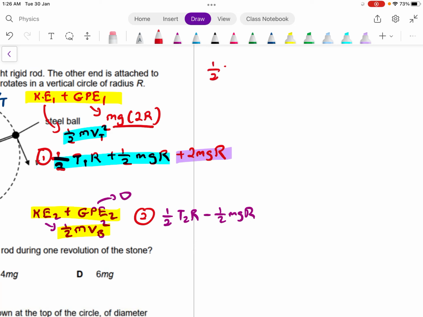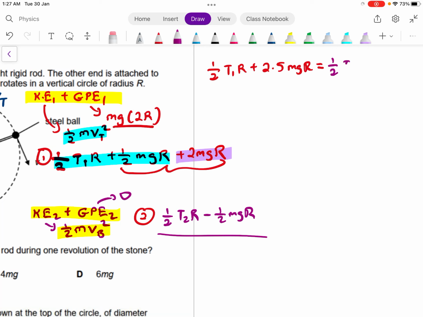So half T1r plus half mgr, then just add the mg terms together, so it's 2.5 mgr. This will equal the second energy, which is the total energy at the bottom of the loop: half T2r minus half mgr. So after setting up this PCOE equation.